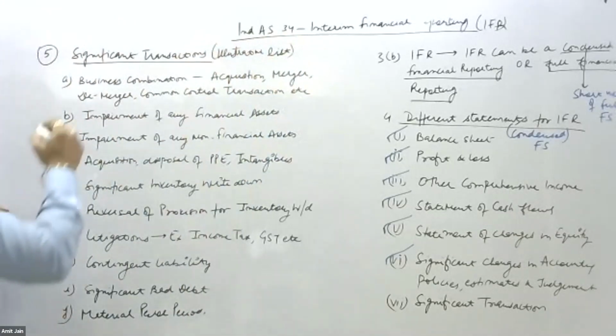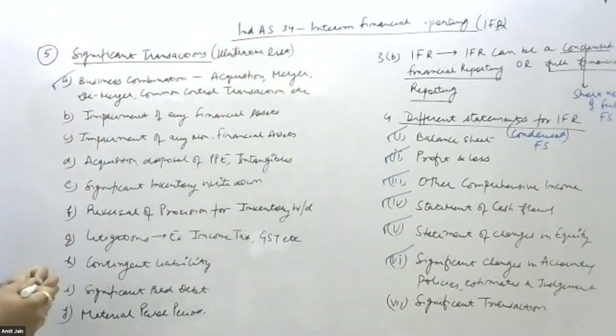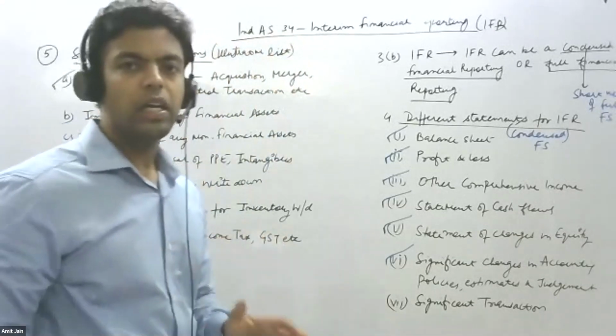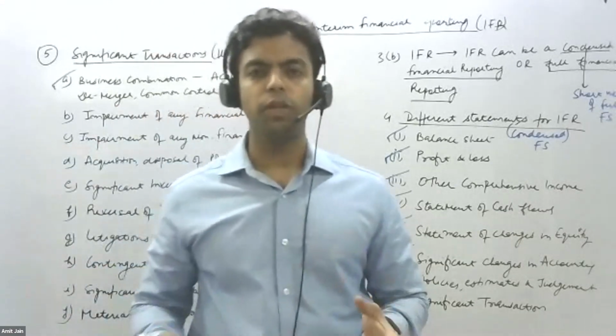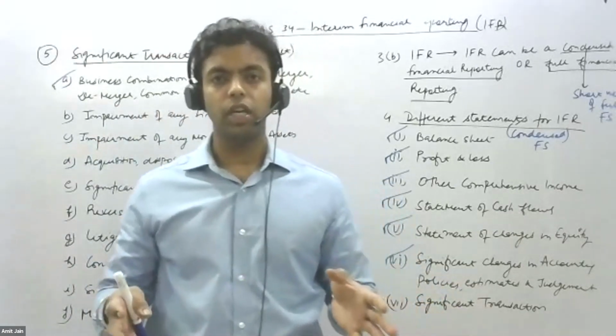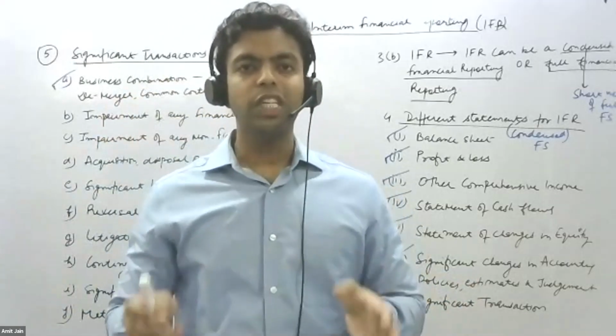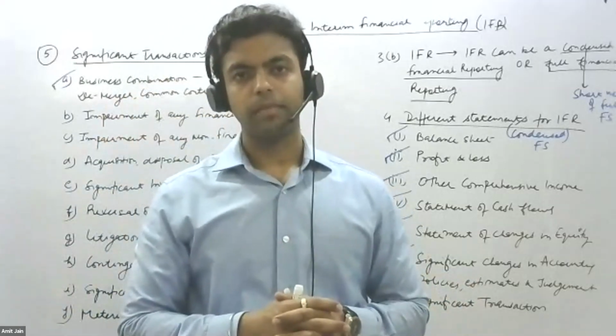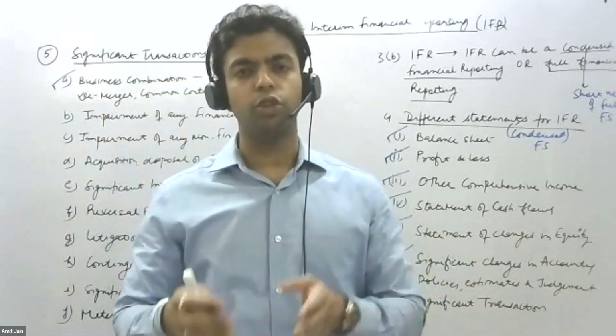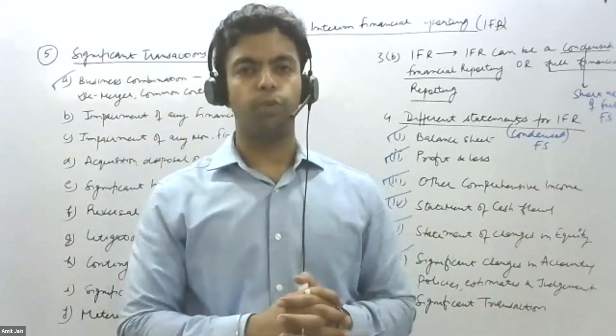So let's say there is a business combination which the company has done during a particular period. What do you mean by business combination? There is a separate standard, Ind AS 103, which deals with business combination, which says there should be an input, there should be a process, and there should be an output, right?